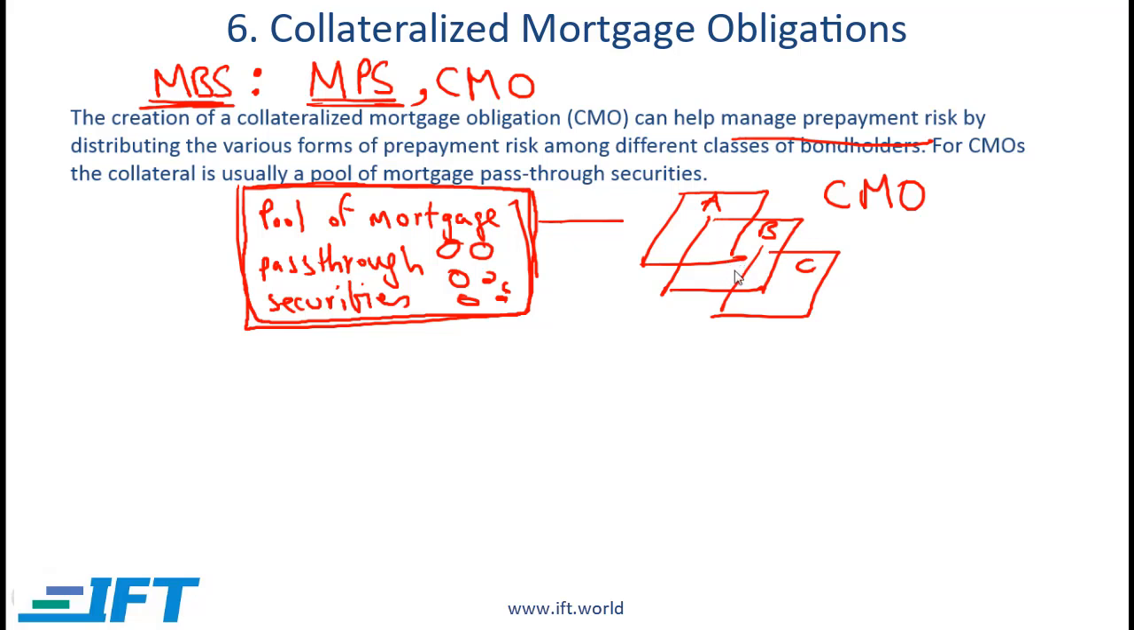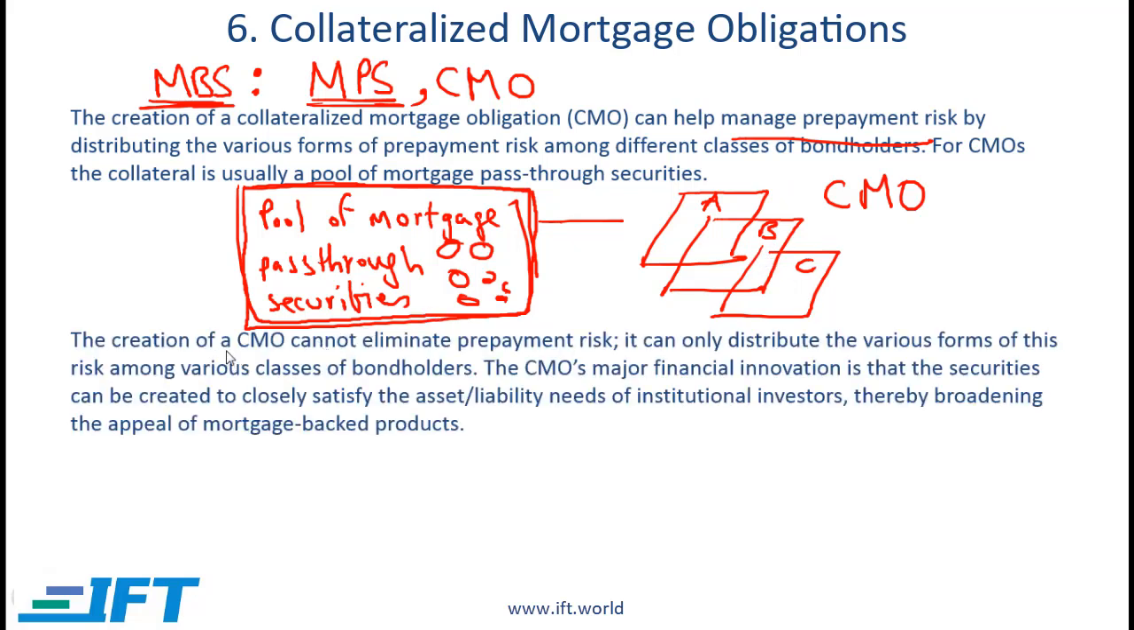And I'll emphasize here, prepayment risk cannot be eliminated or removed. It can only be distributed across the different tranches. The creation of a CMO cannot eliminate prepayment risk. It can only distribute the various forms of this risk among various classes of bondholders. The CMO's major financial innovation is that the securities can be created to closely satisfy the asset liability needs of institutional investors, thereby broadening the appeal of mortgage-backed products.